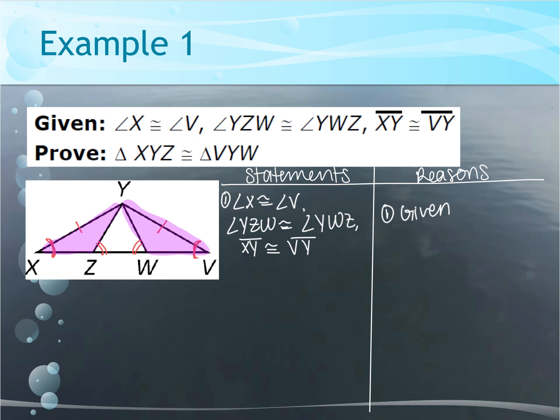Understand that when they're giving you a diagram like this and you have a straight line, I'm going to go ahead and try to find this missing angle. How can I do that? Because of the linear pair postulate. So my next step, step 2, is going to be linear pair.